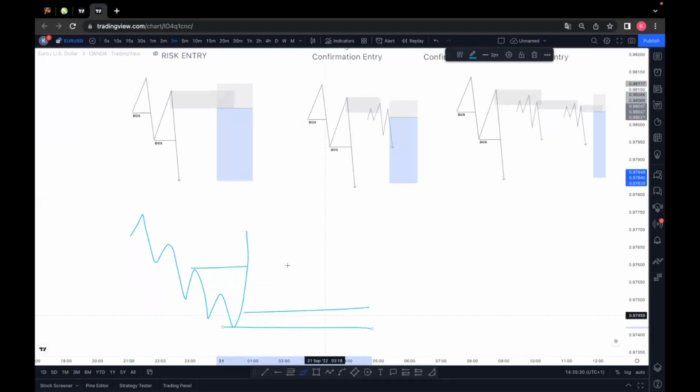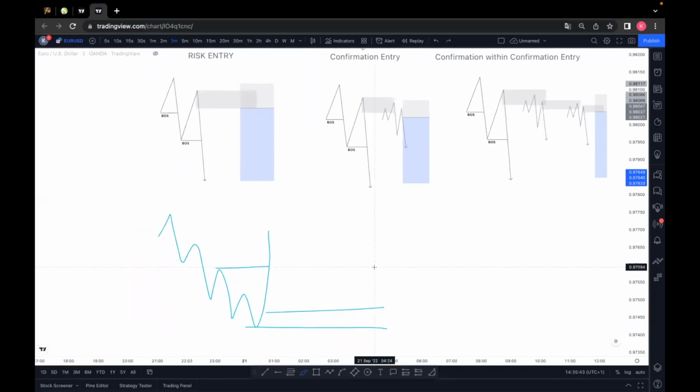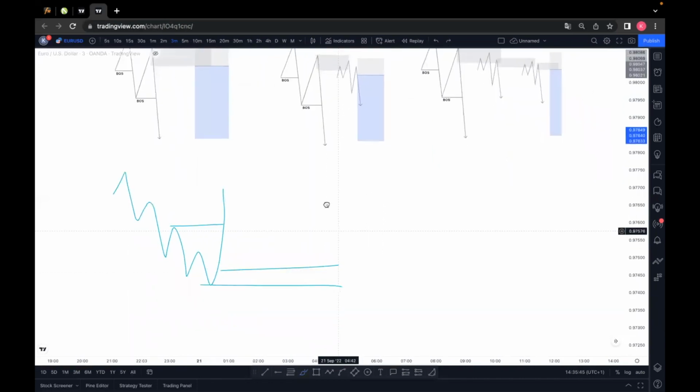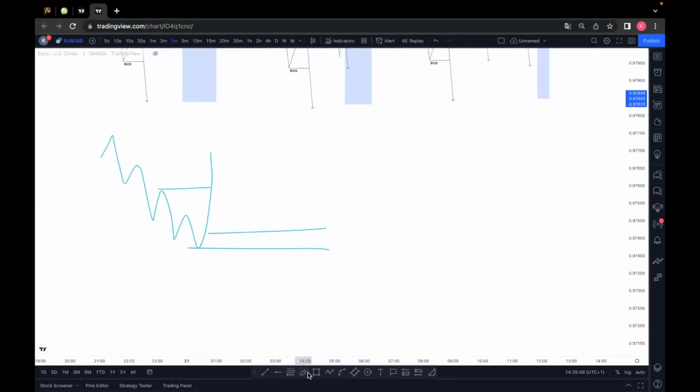Now, in this scenario, this is actually a risk entry because you don't have confirmation that this POI can hold. Price can just come here, react to this order block, and then carry on the move to the downside. And that's something that happens a lot in the markets, right? So we want to have the odds in our favor, right?